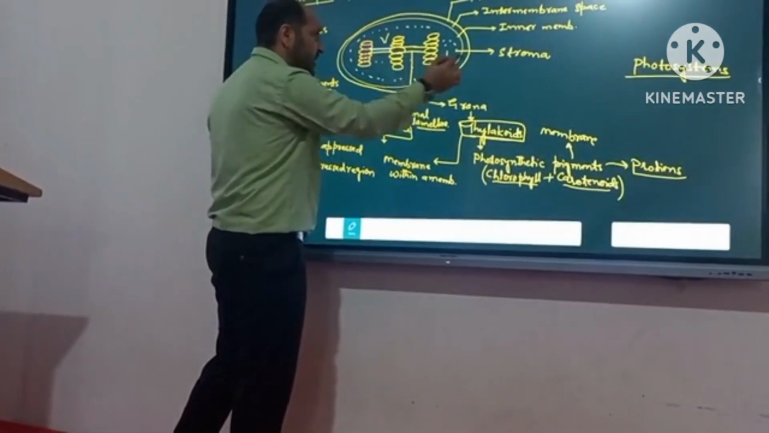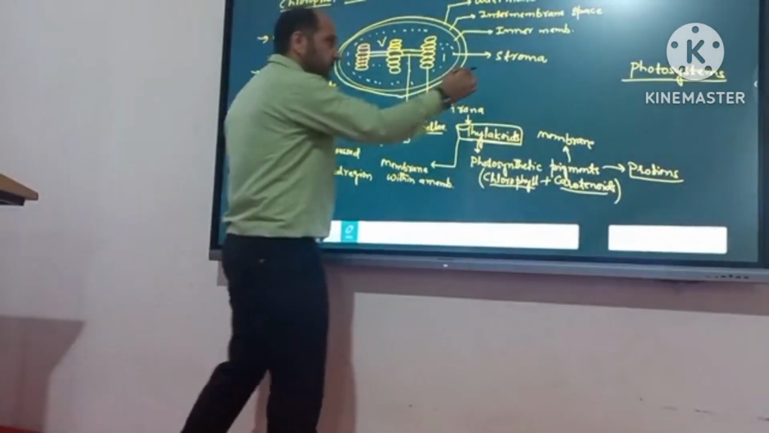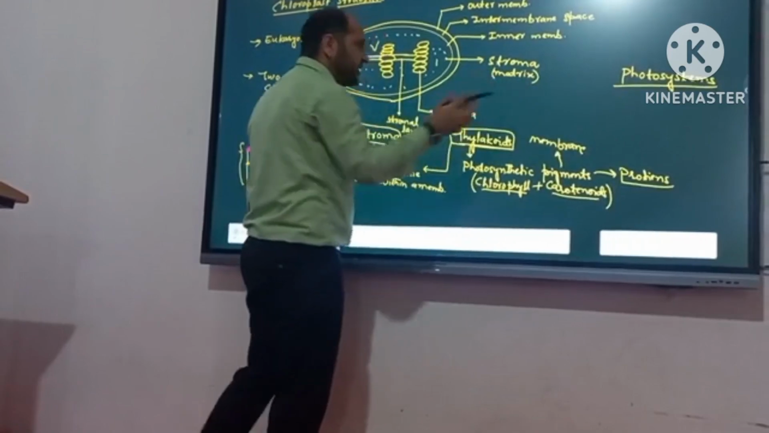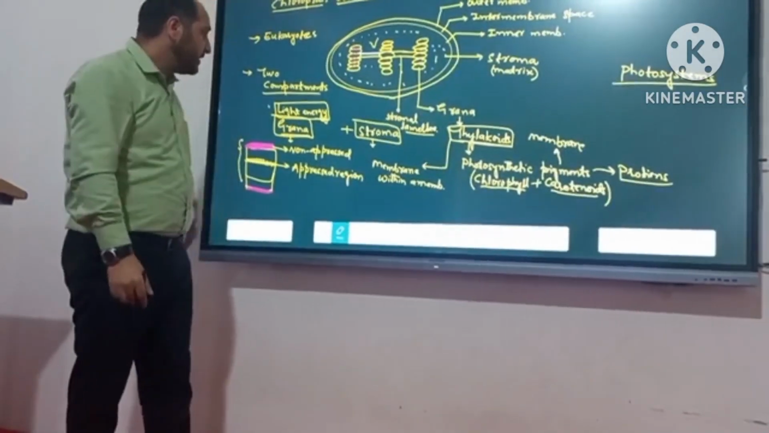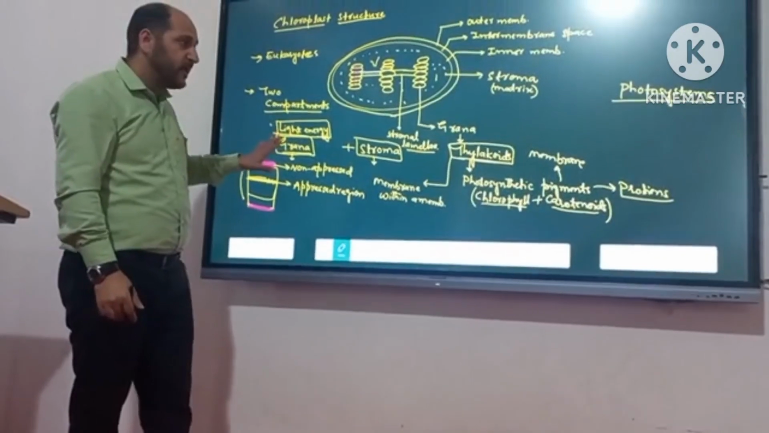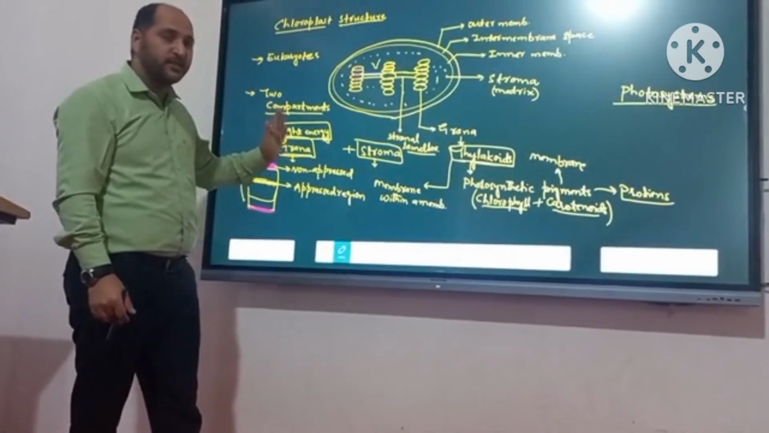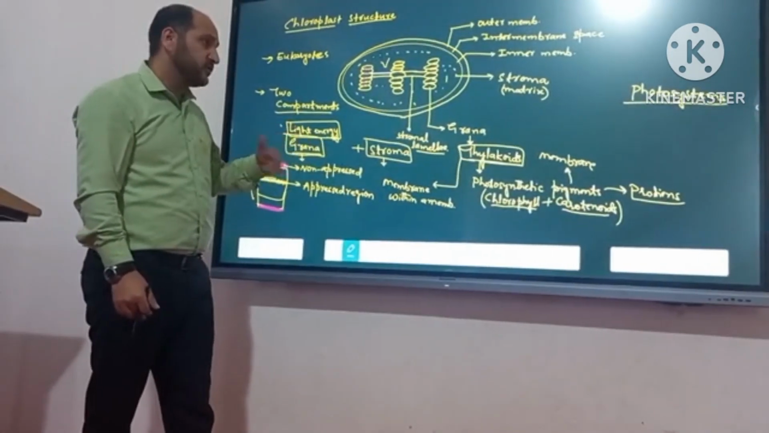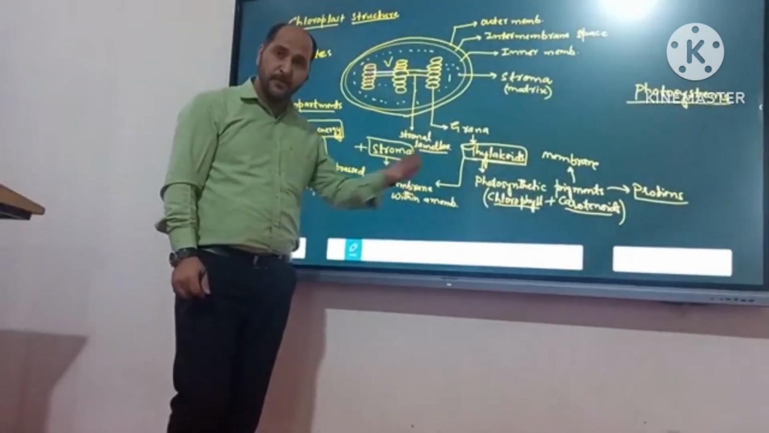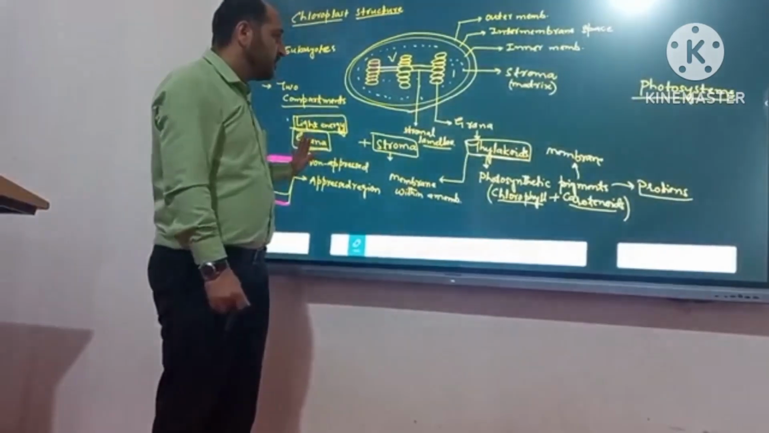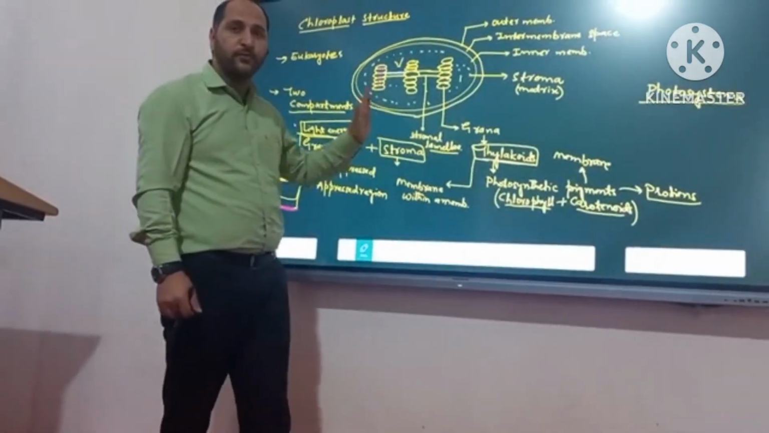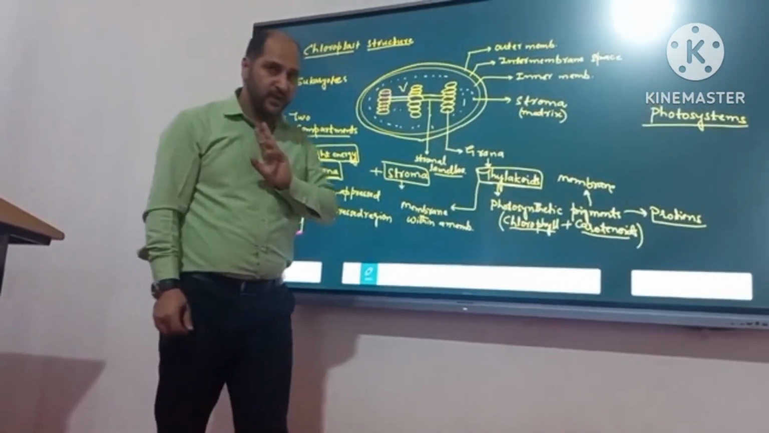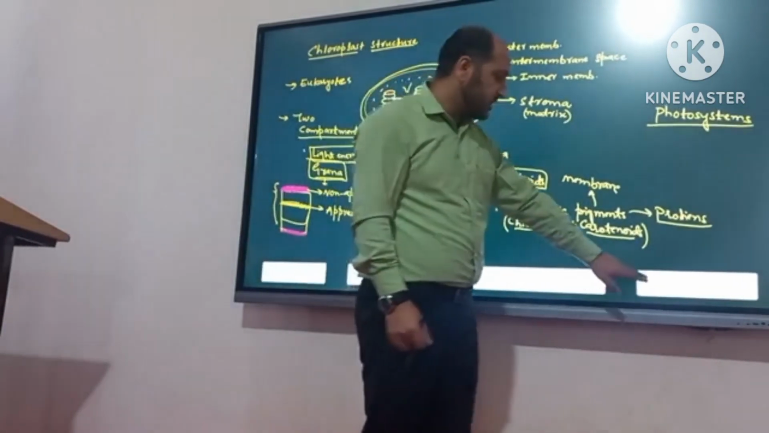However, the stroma is a fluid matrix type structure in which pigments are not present. So only the grana part can use the light energy, and then that converted chemical energy in the forms of ATP and NADPH, which we will study in the future slides, those molecules are used up to form the complex molecules of glucose in the stroma. So we can say that there are two types of reactions. I will discuss it in the next slide.